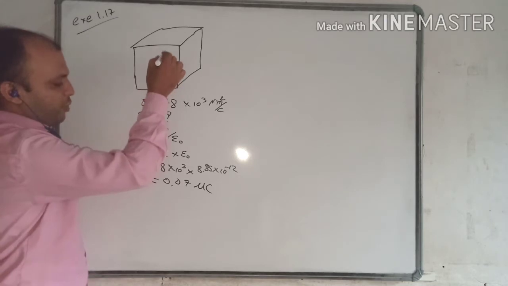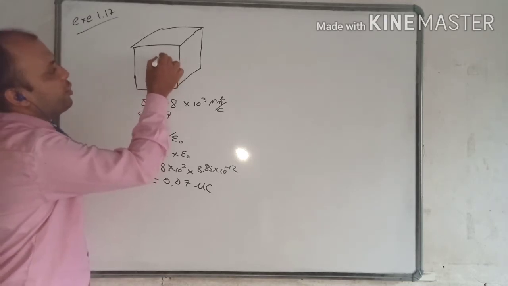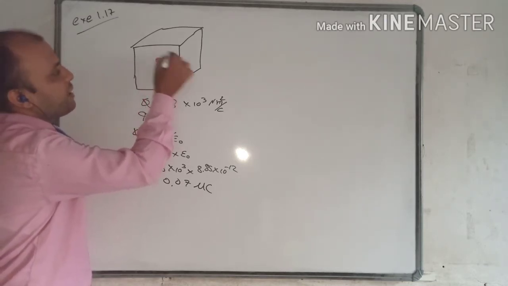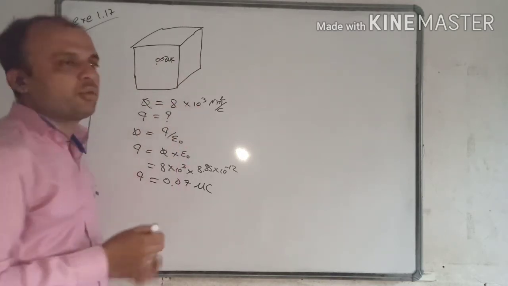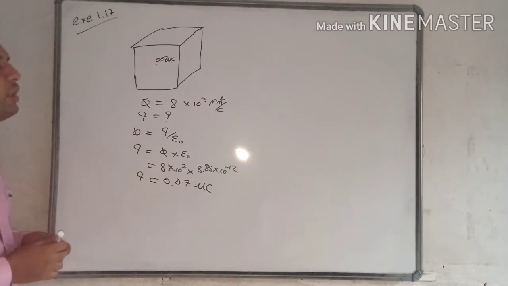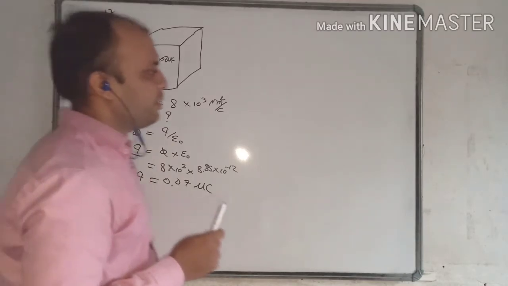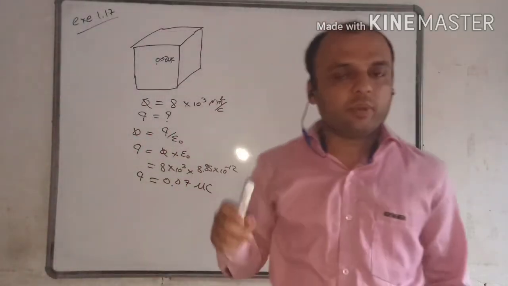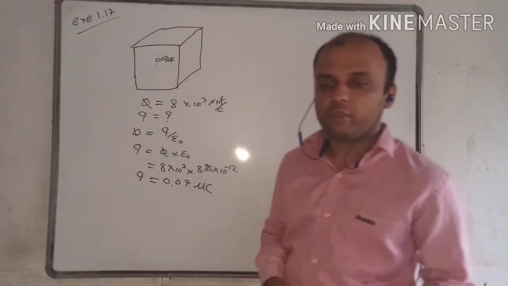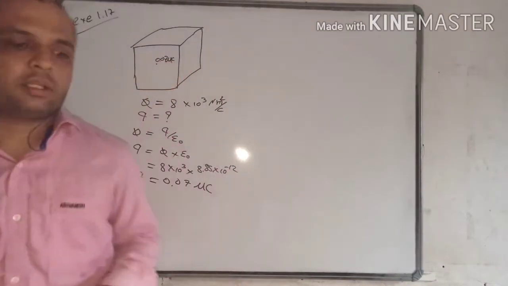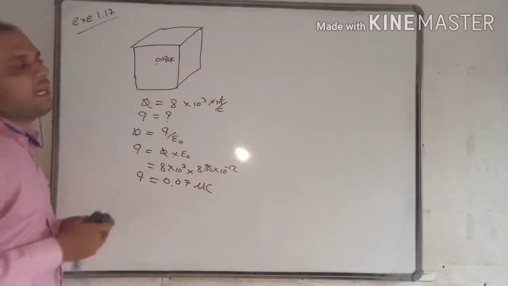Okay, this is our answer. So here actually 0.07 microcoulomb charge is placed in this box, which produces 8 into 10 raised to 3 Newton meter square per coulomb flux. And another thing asked is, can we conclude that there is no net charge in the box? No, because there may be charges, but the net charge is 0.